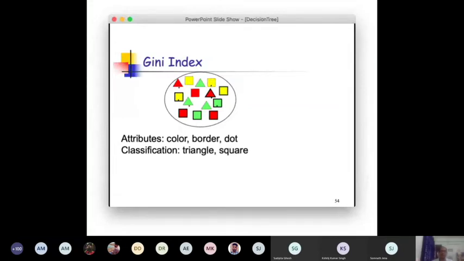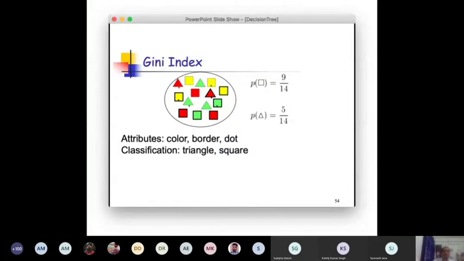It is saying color, border, dot. Yeah, I mean, there are three attributes. Color has three values. Border has two types of border, and dot will have some values. Anyway, we will be bothering about the color, because that is more prominent in the diagram. So let us take that example.